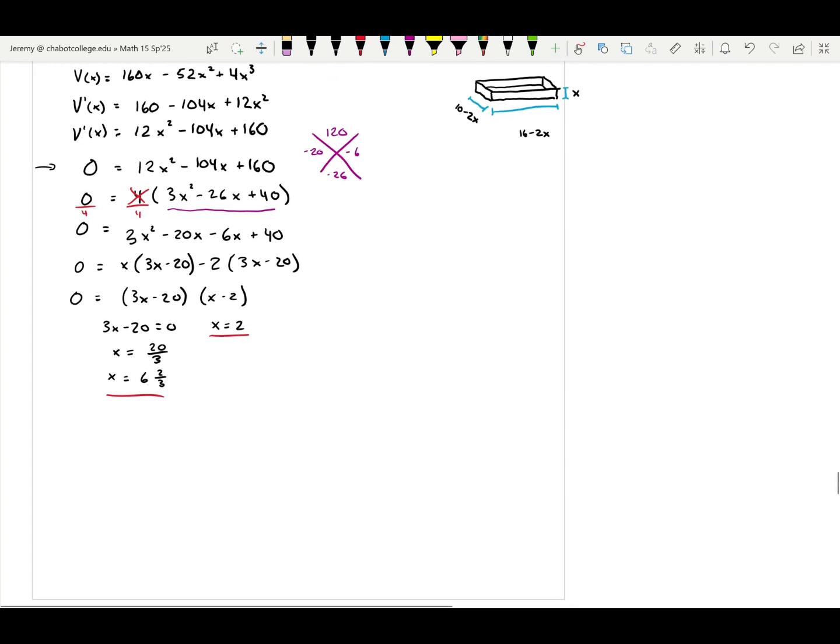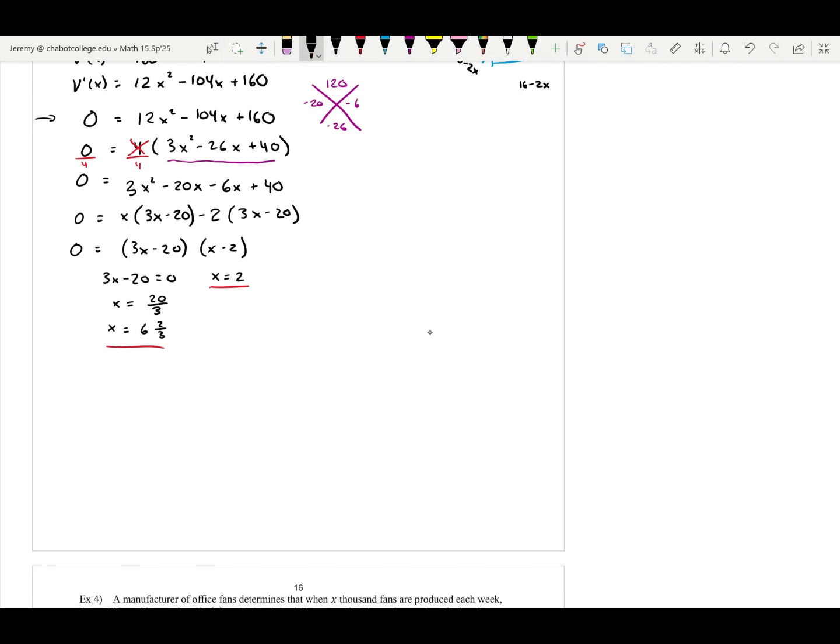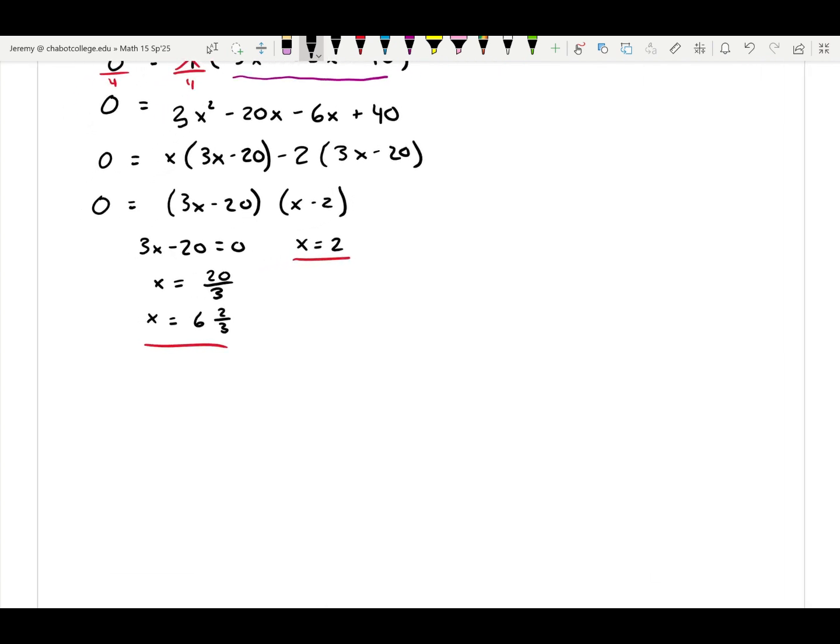So here the sign analysis is going to be a little more interesting. So let's do a sign analysis now. So here's my sign analysis of v prime of x. I'll do a little number line. My critical numbers are 2, and then 3, 4, 5, 6, 7. So 6 2/3 is going to be around here.